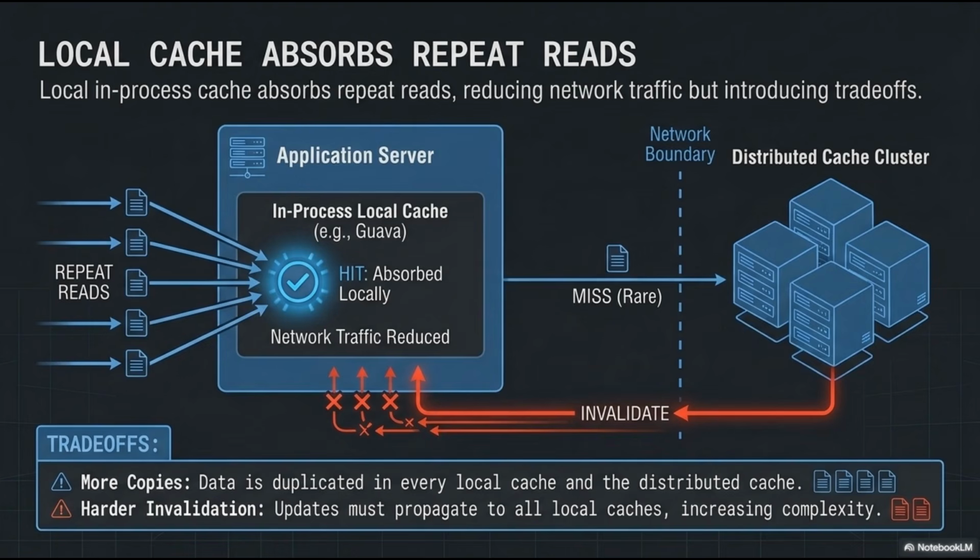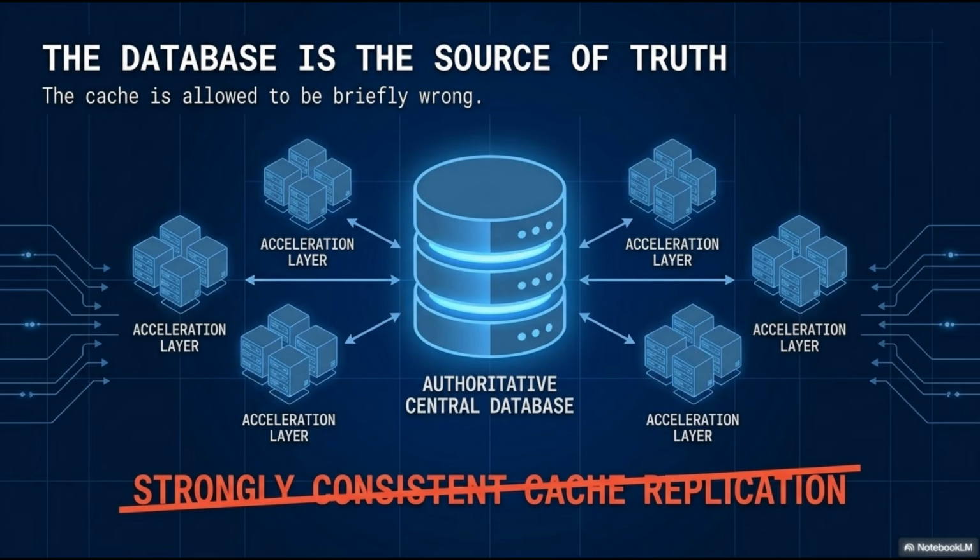Absolutely not. Attempting strongly consistent cache replication across a distributed fleet is a massive architectural anti-pattern. Why is that? Because you end up paying the massive latency costs of distributed consensus protocols like Paxos or Raft, just to keep a non-authoritative acceleration layer synchronized. The database is your absolute source of truth. The cache is allowed to be briefly stale.